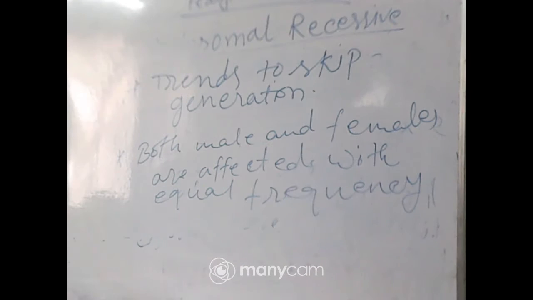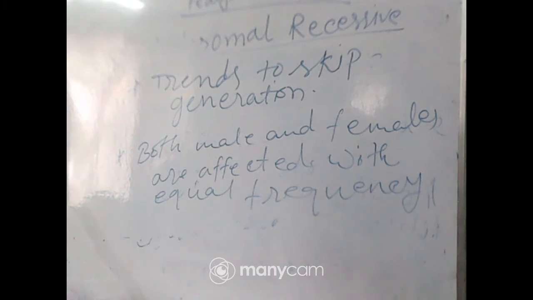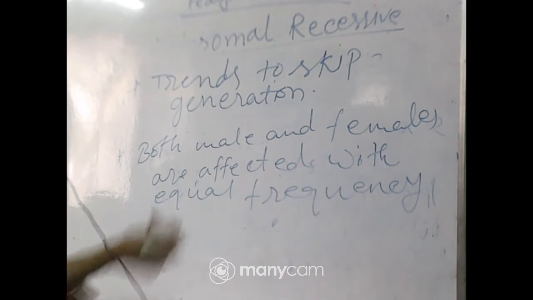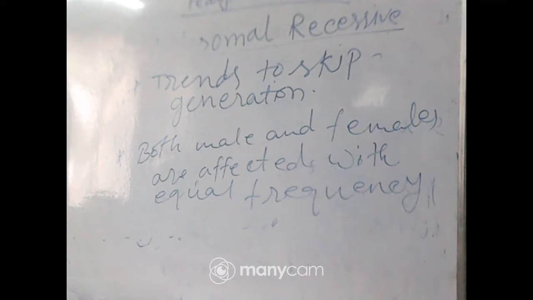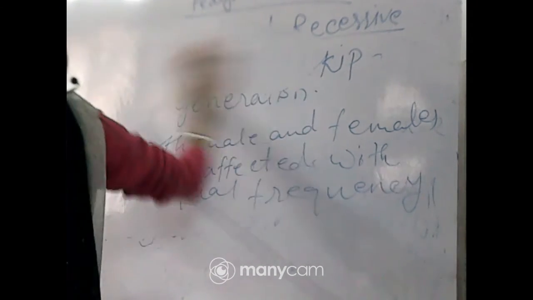So these are the characteristics of the autosomal recessive. First one, most affected children have unaffected parents. Heterozygous have a normal phenotype. Two affected parents always have affected children. And it skips a generation, and both males and females are affected with equal frequency. And this is autosomal recessive.